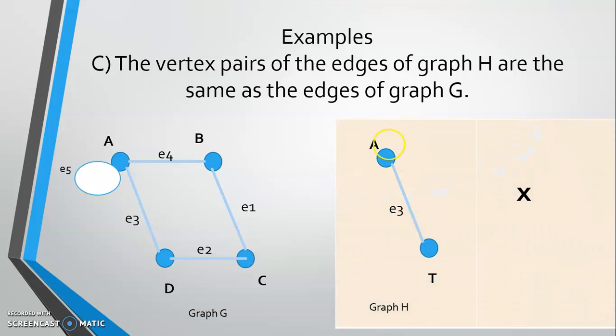Okay, this one is not a subgraph because of the point at T. You can see that in graph G it is D, but here they give you T, so I circle T. T is not the same as D, so it means this graph H is not a subgraph of graph G.